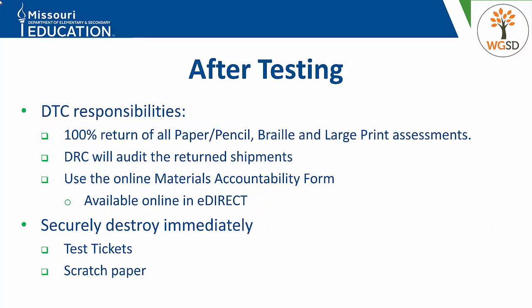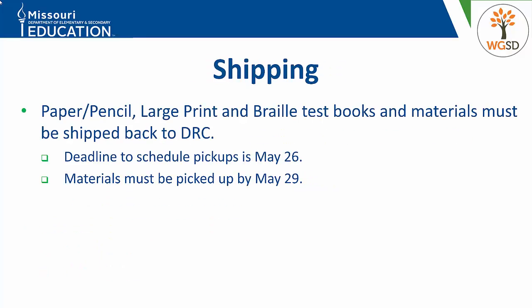After testing, the DTC's responsibility is 100% return of all paper, pencil, braille, and large print assessments. The DRC will audit the returned shipments. They will use the online materials accountability form, and we will securely destroy immediately all test tickets and scratch paper. Paper, pencil, large print, and braille test books and materials must be shipped back to DRC. The deadline to schedule pickups is May 26th, and materials must be picked up by May 29th.